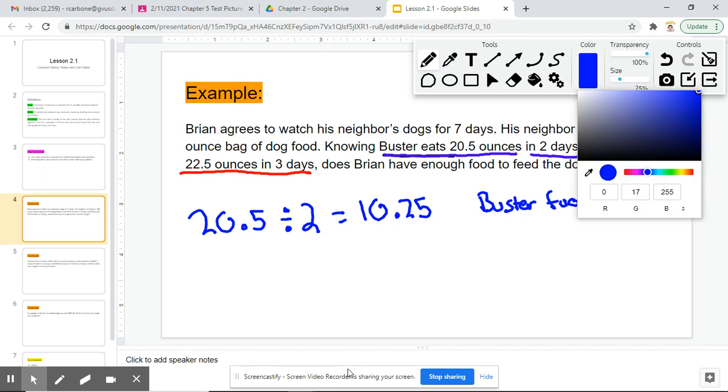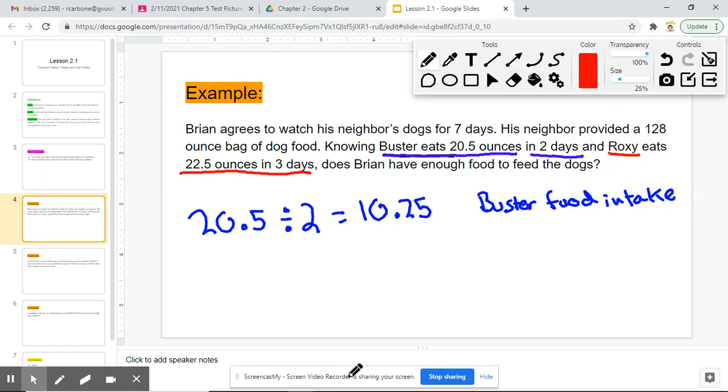Now next we want to find out for Roxy. Roxy eats 22.5 ounces in 3 days, so we'll do 22.5 divided by 3. I don't know that one off the top of my head, so I'm going to grab my calculator real quick. All right, 22.5 divided by 3 is 7.5. And this is Roxy's food per day.